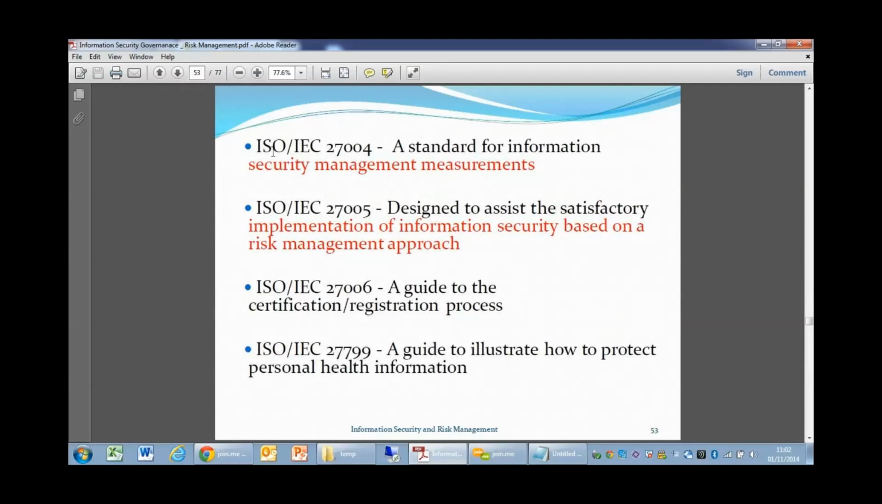Similarly, what are 27004, 27005, 27006, 27799? Just for your information, please know the names. Otherwise, it is not required for the exam purpose.